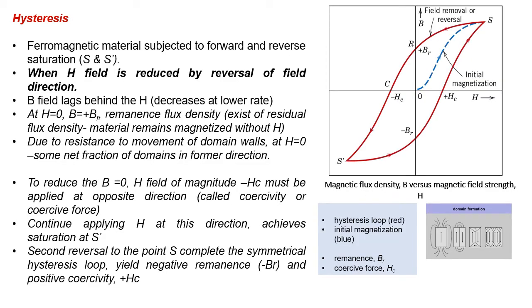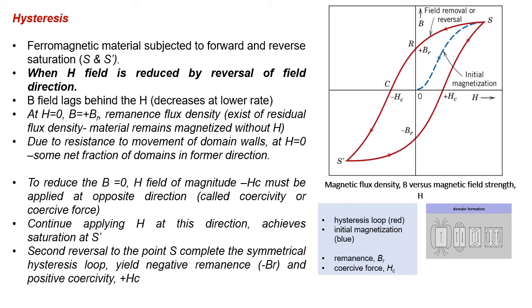Hysteresis: ferromagnetic material subjected to forward and reverse saturation. When the H field is reduced by reversal of field direction, the B field lags behind the H because it decreases at a lower rate. At H equal to 0, B equals plus Br, or remnant flux density. The residual flux density means the material remains magnetized without H, due to resistance to movement of domain walls.